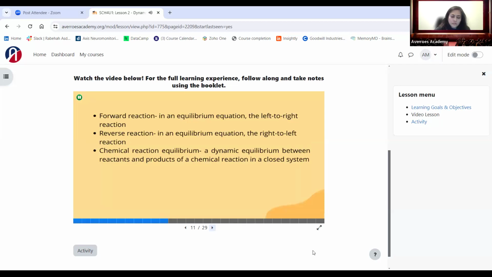So the forward reaction in an equilibrium equation is left to right, just like you would read anything from left to right. And the reverse reaction then is right to left. And then chemical reaction equilibrium is that dynamic equilibrium between the reactants and products of a chemical reaction in a closed system. So not just a physical reaction, a chemical reaction.